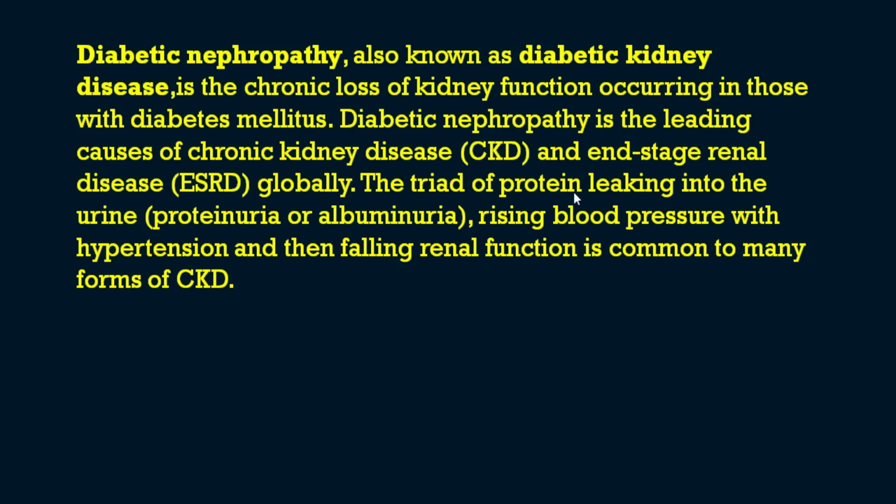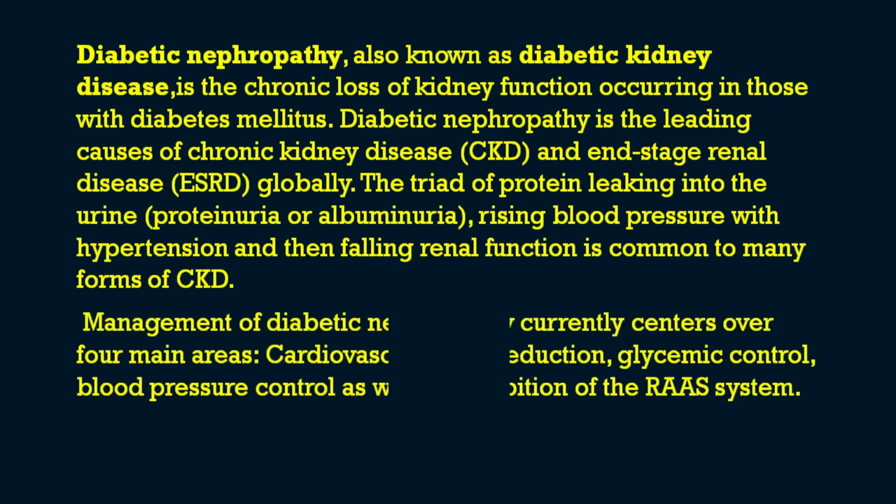The triad of protein leaking into the urine, that means proteinuria or albuminuria, then rising blood pressure with hypertension, and then falling renal function is common to many forms of CKD. That is diabetic nephropathy. Management of diabetic nephropathy currently centers on four main areas: cardiovascular risk reduction, glycemic control, blood pressure control, as well as inhibition of the RAS system. I am not explaining the RAS system in much detail, so you can refer to these things later.